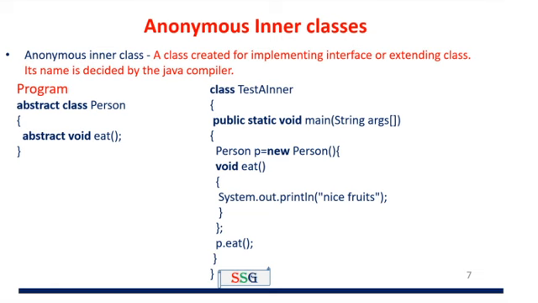If you are going to execute this program, the line of code from Person p = new Person() up to p.eat is converted to one special file. That is, the Java compiler creates some class file for this. Once I compile the program, what happened? javac TestAInner.java, first Java compilation. After execution, the output is "nice fruits". That means we are calling the function p.eat. So p.eat means control transfers to the eat function, System.out.println nice fruit.